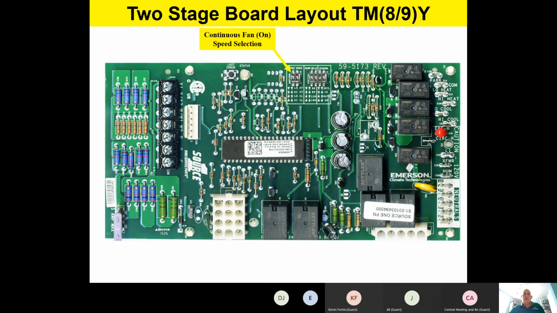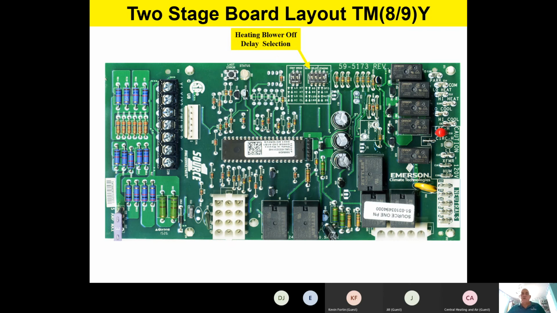As we move around the board, here's some continuous fan on speed selections, which is pretty cool. If the homeowner goes to the thermostat sub-base assembly and goes from auto to on for the fan, how fast does the fan run? That's what those jumpers are for. I said jumper, but it's actually dip switches on this board. Based on those dip switch selections, you can run either low heat or high heat for continuous fan, low cool or high cool. So again, very nice if you have some clean air products and you want to continue letting the air circulate through the home.